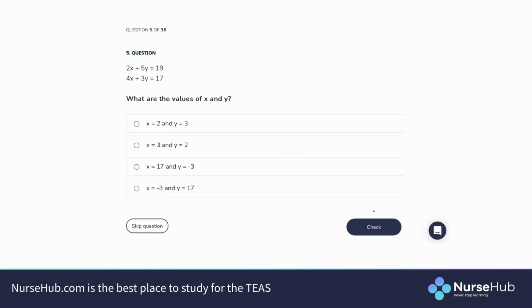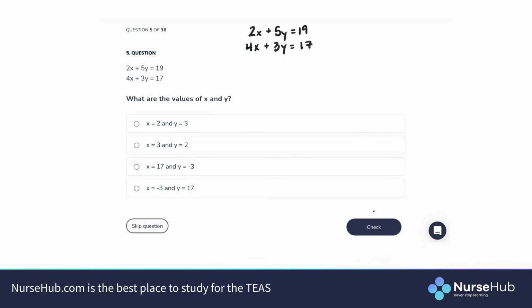And what we want to do, because we have two variables, we want to get rid of one of them. So if I take 2x plus 5y equals 19, 4x plus 3y equals 17. Now, you're going to look for numbers that can easily go together, and I'll show you what I mean by that. For example, we want to get rid of one of these values. I noticed that 2 in the 2x is a factor of 4 in 4x, so that's where I'm going to focus. I'm going to get rid of the x value first.